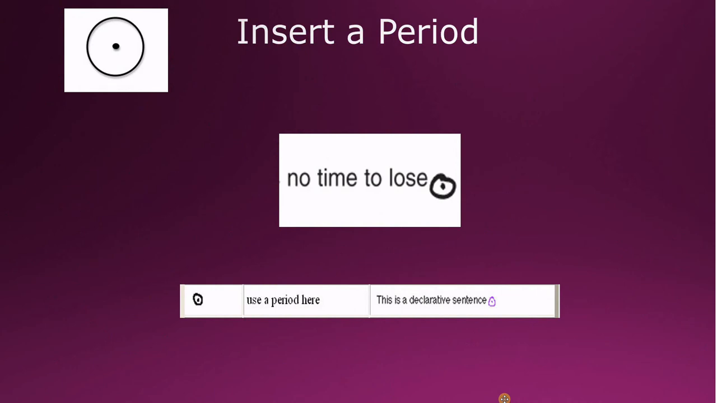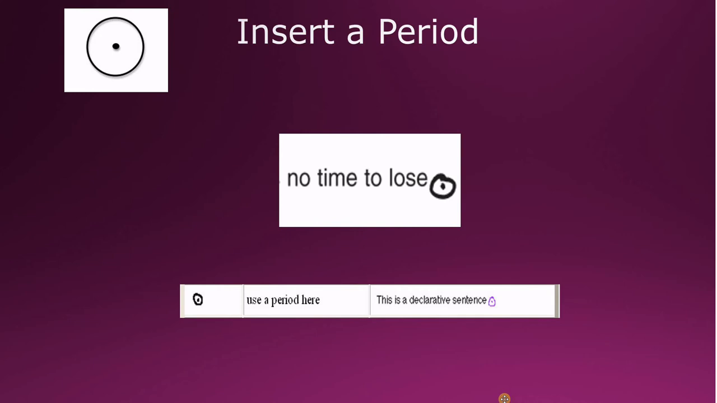And welcome back. The first symbol we're going to learn is insert a period. You have in the center a period, and then the period is circled in, as you can see in the picture on the left-hand side of the screen. Here is a part of a sentence, no time to lose. At the end of lose, a period should have been placed.